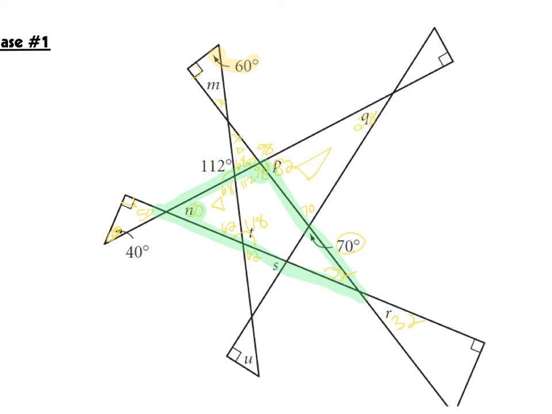And then if this is 32 and this is 70, we can use triangle sum in here and take 180 minus 70 and minus 32, and that's going to give us 78 right here, which is then going to, by vertical angles, give us 78 right there.